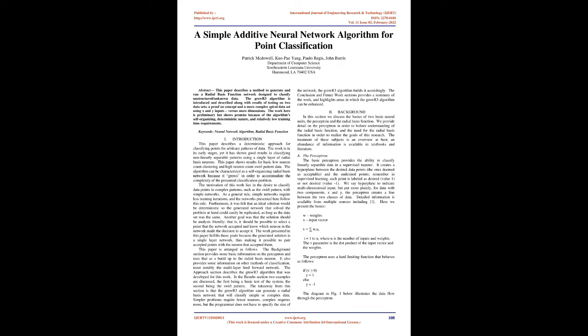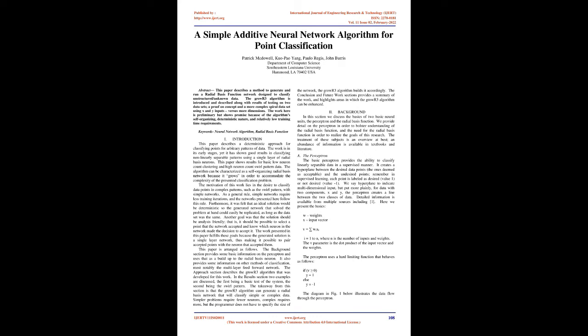This paper is arranged as follows. The background section provides some basic information on the perceptron and uses that as a build-up to the radial basis neuron. It also provides some information on other methods of classification, most notably the multi-layer feed-forward network. The approach section describes the GROW-R3 algorithm that was developed for this work.